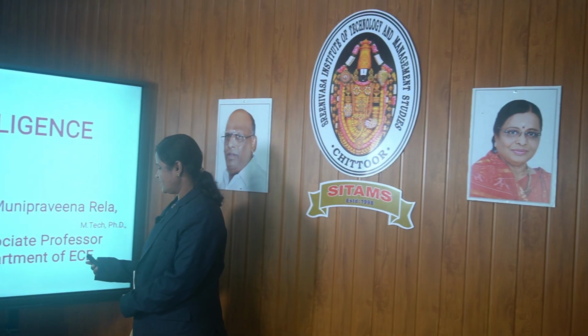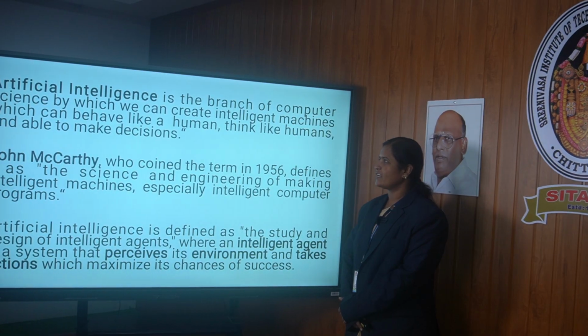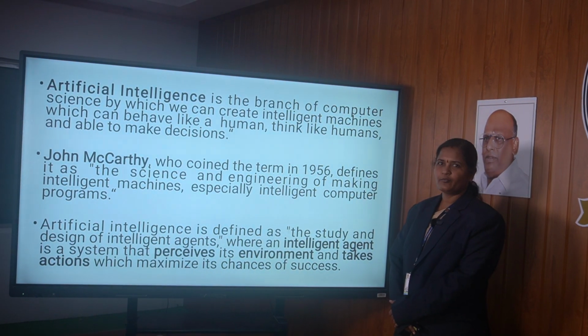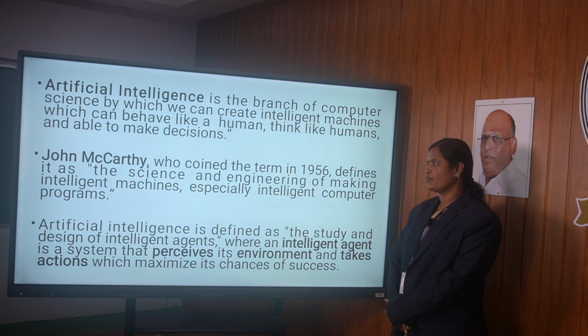Today we are going to discuss artificial intelligence. Artificial intelligence is a branch of computer science and it is mainly used to create intelligent machines which will be able to think like humans, act like humans, and make decisions like humans.